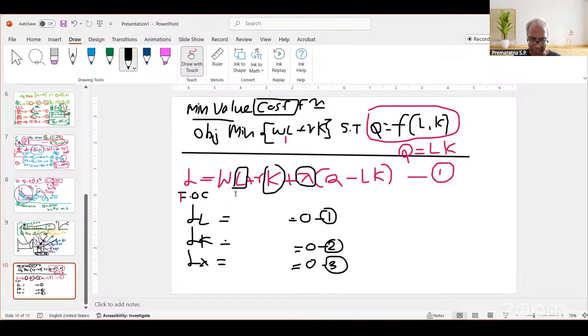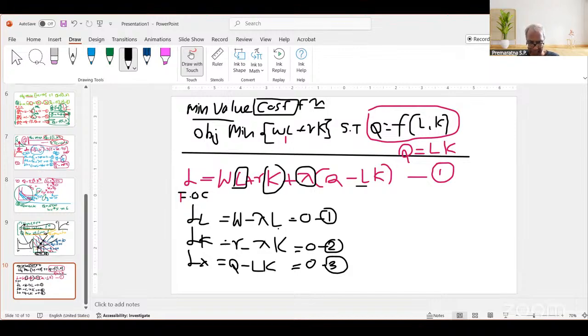Now when you differentiate with respect to L, you get the W here, and also the minus lambda K. When you differentiate with respect to K, you get the R, and also the minus lambda L. When you differentiate with respect to lambda, you get the Q minus L K.